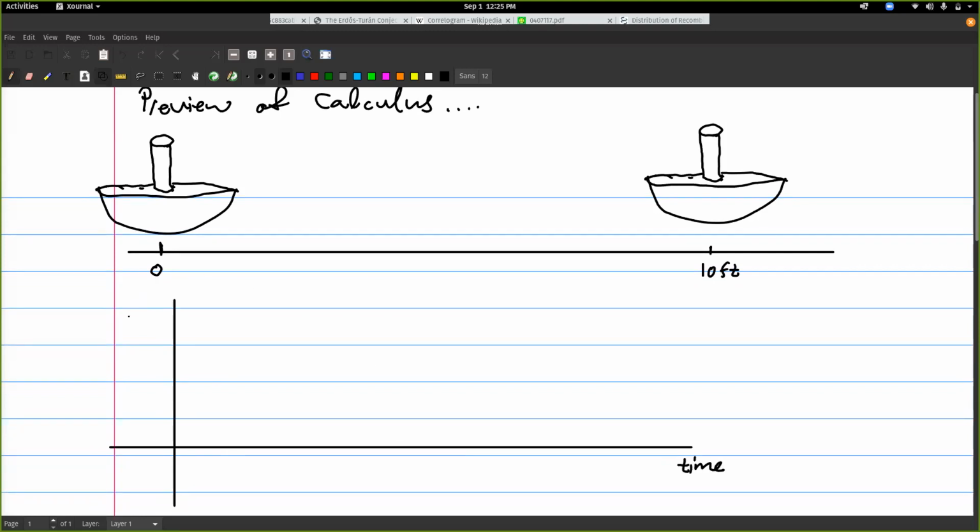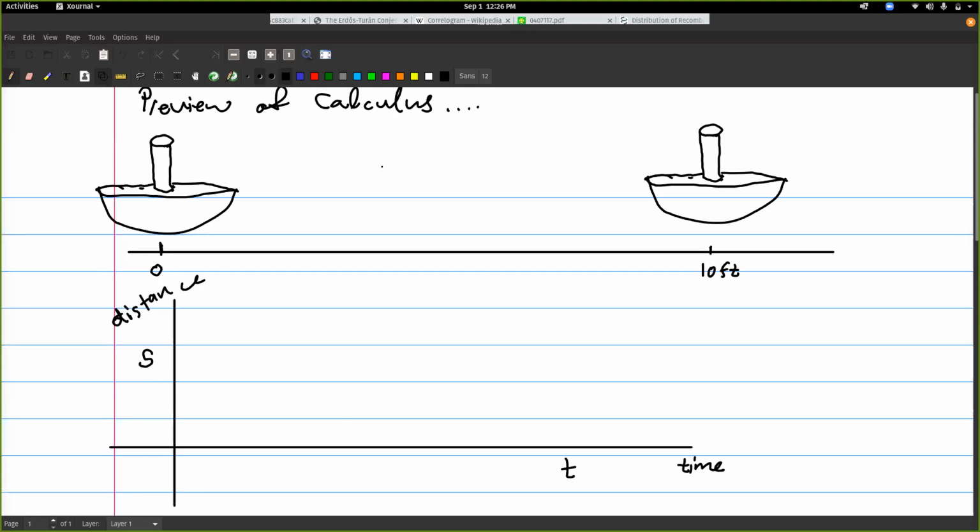So let's say this axis is time and this axis is distance. So in calculus, the letter D you use a lot for derivatives, so it's kind of taken. So for distance, we use S. I'm not really sure why, but we do. So I'm going to use the letter S to talk about distance, and T to talk about time.